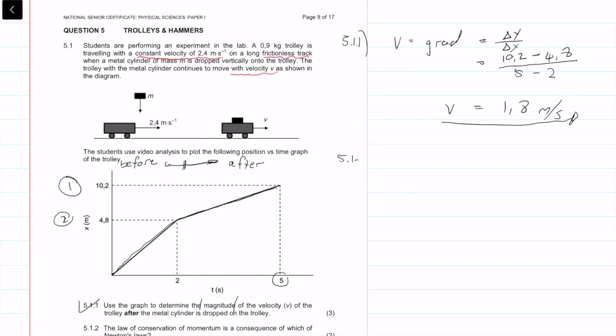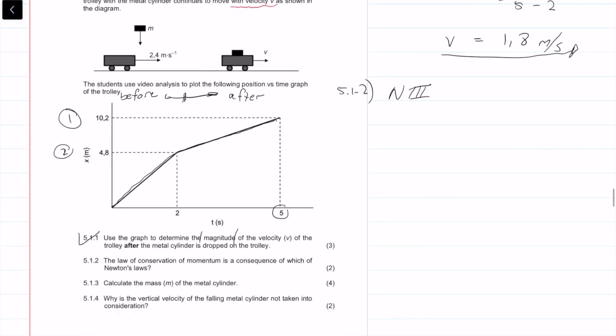So 5.1.2. The law of conservation of momentum is a consequence of which of Newton's laws? Okay, so that would be Newton's third law. That's just a theory question. Okay, and we get 2 marks from that.